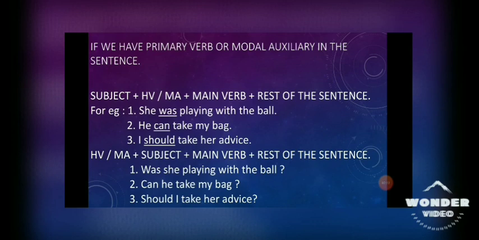He can take my bag. Can he take my bag? I should take her advice. Should I take her advice? Should is again a modal auxiliary plus I is the subject plus take is the main verb and then the rest of the sentence. So I hope you have understood how to make an interrogative yes or no type of question when a helping verb or modal auxiliary is given in the sentence.